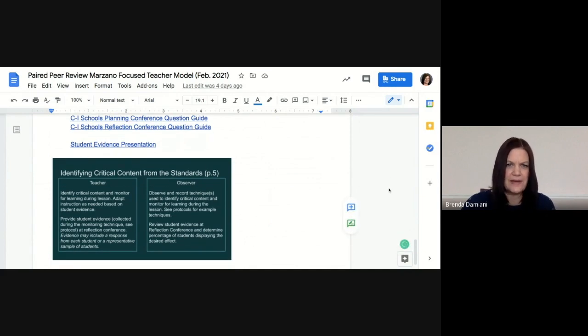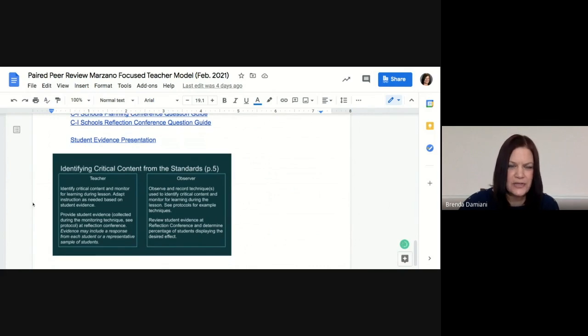For the element of identifying critical content, I pulled out a slide that looks at what is that evidence that you would look for, as well as bring to the reflection conference, but there is a link. And as we progress in adding additional elements, this presentation really dives into what is the evidence that we're looking for any element within the model.